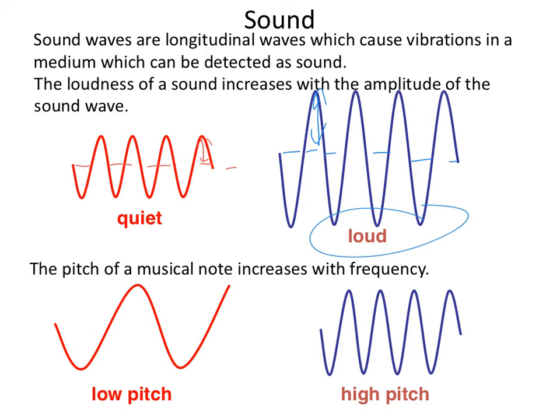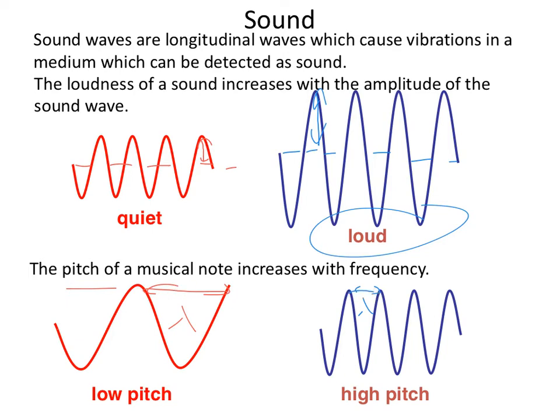Now what we're going to look at is the pitch of the noise that's produced by a sound wave. The next property of sound waves that we're going to look at is their pitch. Now the pitch of a sound wave depends on its frequency. Pitch depends on frequency, frequency depends on wavelength. Now looking at the wavelengths of the two waves, we can see that the wavelength of the red wave is much larger than the wavelength of the blue wave.